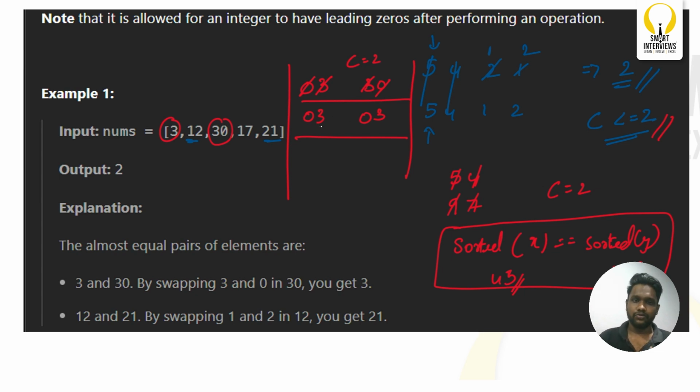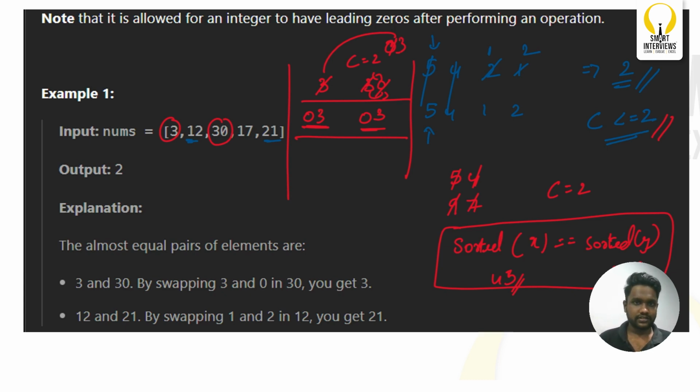So what we can do for these numbers is add a 0 before them so that when they are sorted, they actually give us the same value. And if the count is less than or equal to 2, only one swap is required. There is no 0 here, right? So we are going to swap this and this, so the value will become 0, 3. So 3 will be equal to 3. That is the idea here.